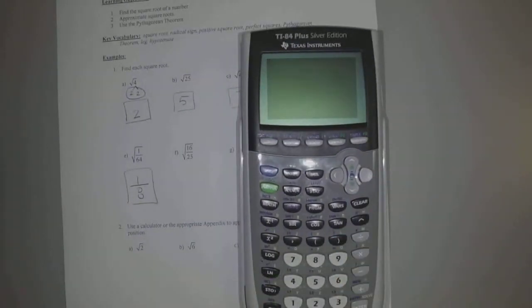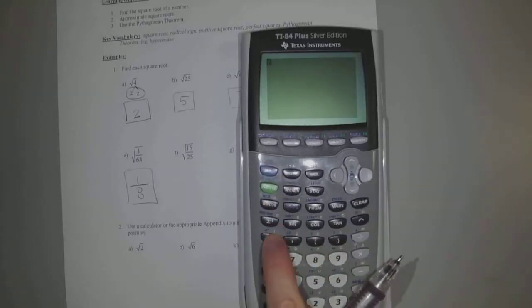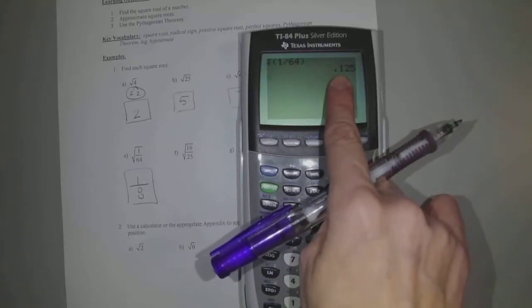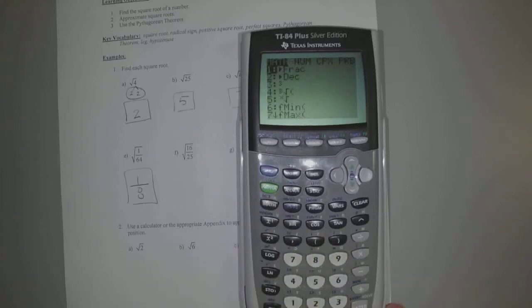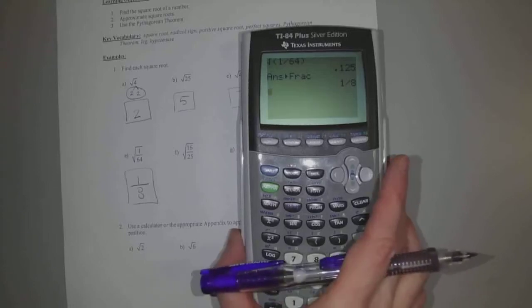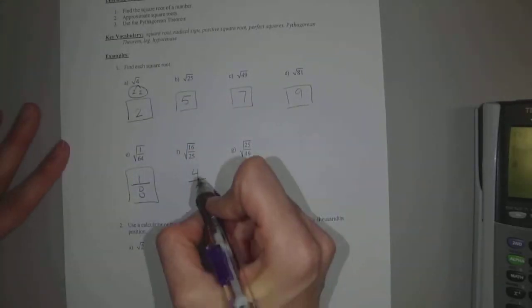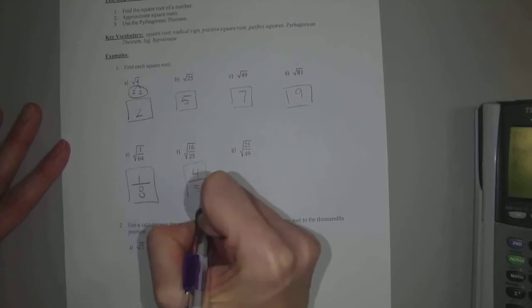How can you put that in your calculator though? You just use your square root feature and then just do 1 divided by 64, okay? So you do second, square root, 1 divided by 64, and you get it as a decimal, but remember my best friend, MathFrac, will change that to your fraction, okay? So looking at F and doing it by hand, we can just say, what's the square root of 16? What times itself gets you to 16? 4. And what times itself gets you to 25? 5.